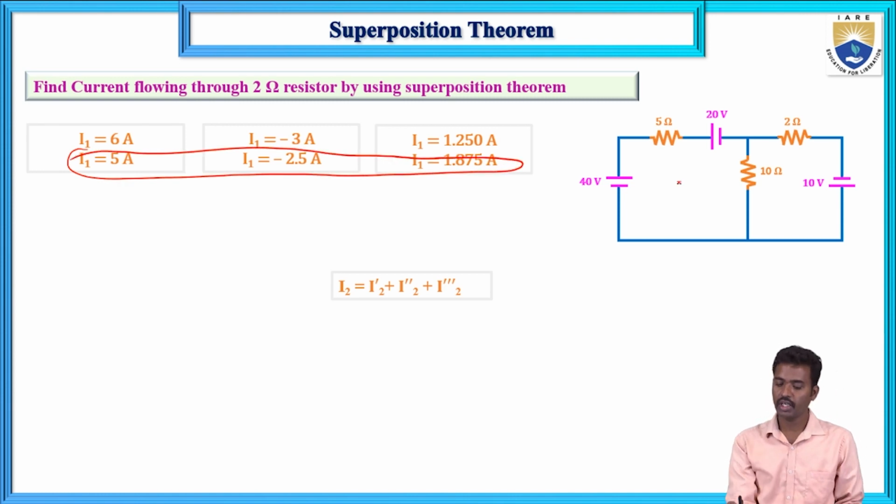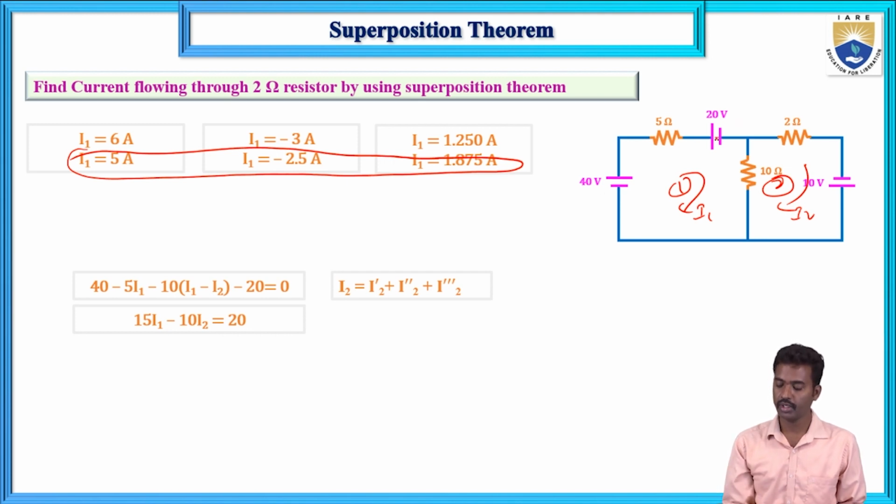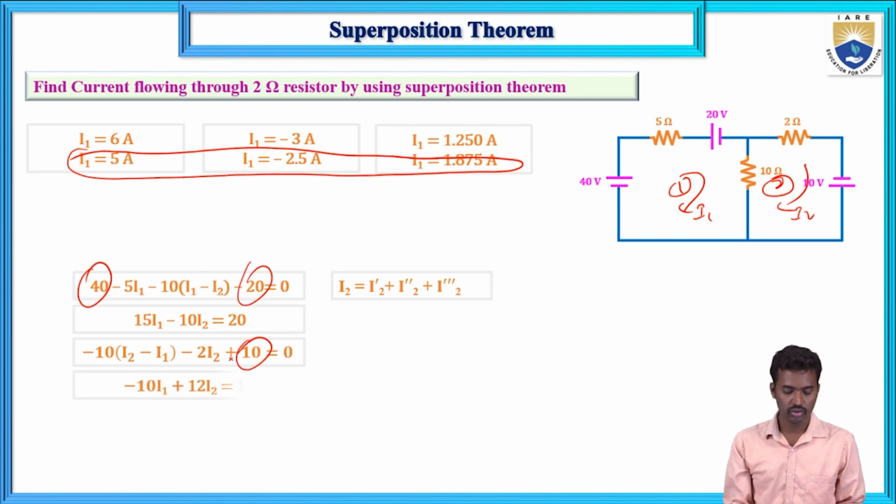Now if you apply KVL with I1 and I2 in mesh 1 and mesh 2 using mesh analysis: 40 minus 5 I1 minus 10 (I1 minus I2) plus 20. All sources must be active. So 15 I1 minus 10 I2 equals 20, since 40 minus 20 is 20. Then minus 10 (I2 minus I1) minus 2 I2 plus 10, so three sources are active here. The simplified equation is minus 10 I1 plus 12 I2 equals 10, equation number 1 and equation number 2.